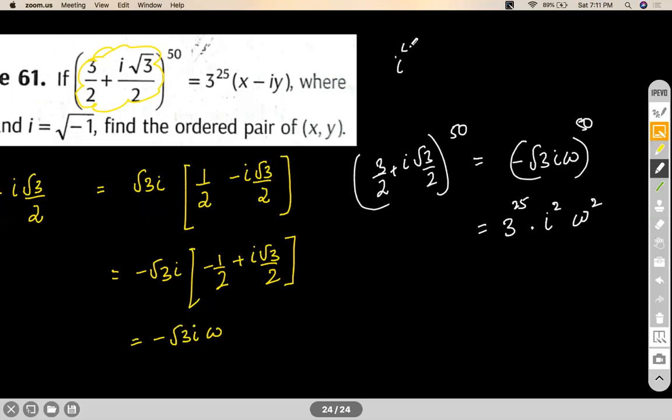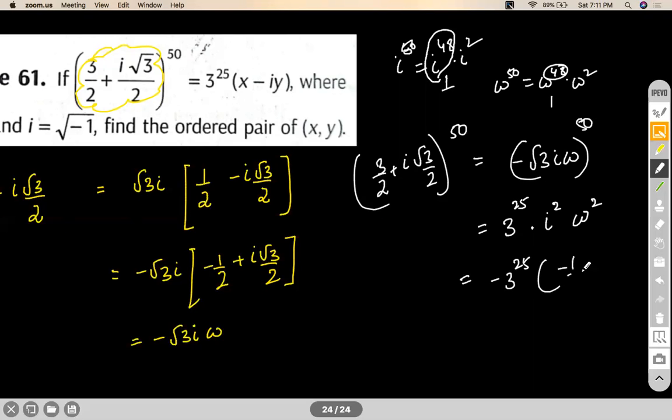Why? See, i to the power 50 is i to the power 48 into i square. And this is i raised to a multiple of 4, so that has to be 1. Similarly, omega to the power 50 is omega to the power 48 into omega square. And 48 is a multiple of 3, so that will be 1 anyway. So 1 into omega square. So i square is negative. Omega square is minus half minus i root 3 by 2. If you reduce this negative inside, it will become half plus i root 3 by 2.